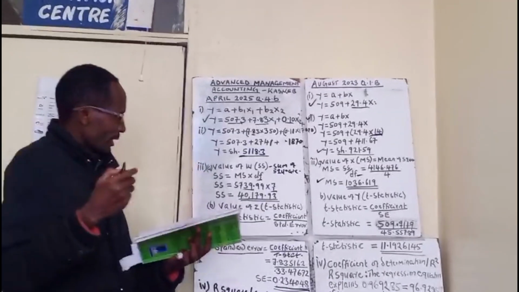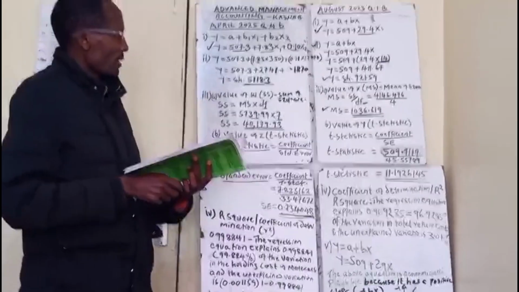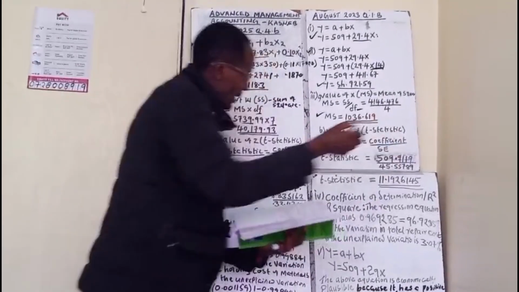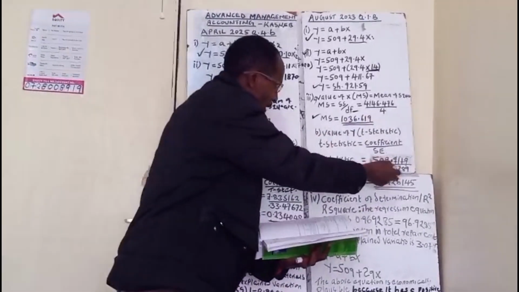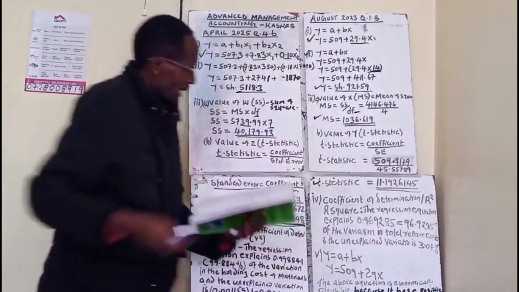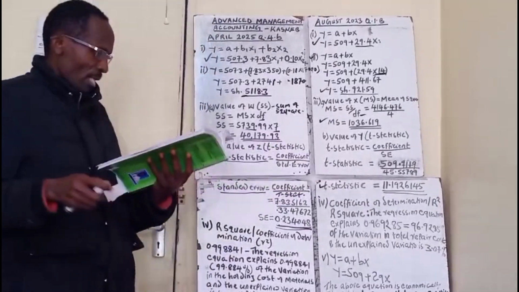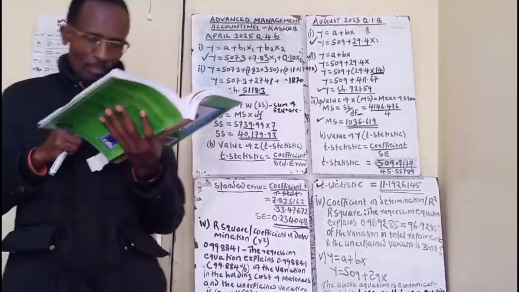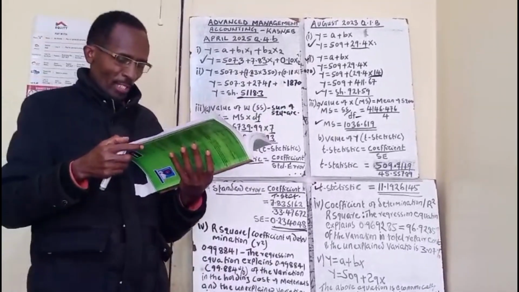Then the T statistic, the value of y. How do we compute that? The T statistic is given by the coefficient over the standard error. The coefficient is 509.9119 divided by the standard error 45.55789, and the T statistic is 11.1926145.